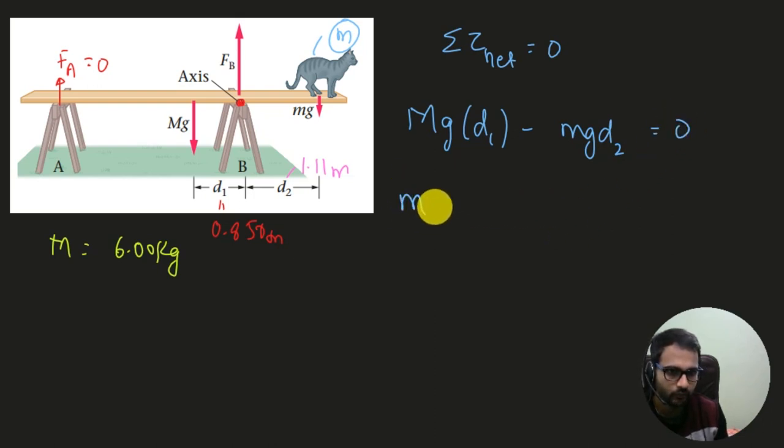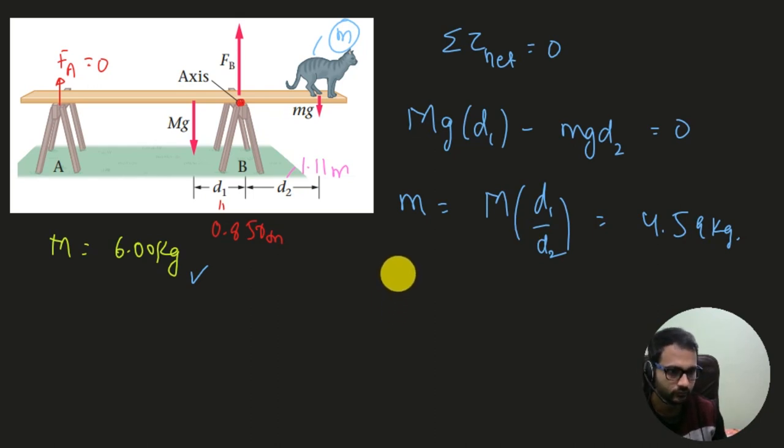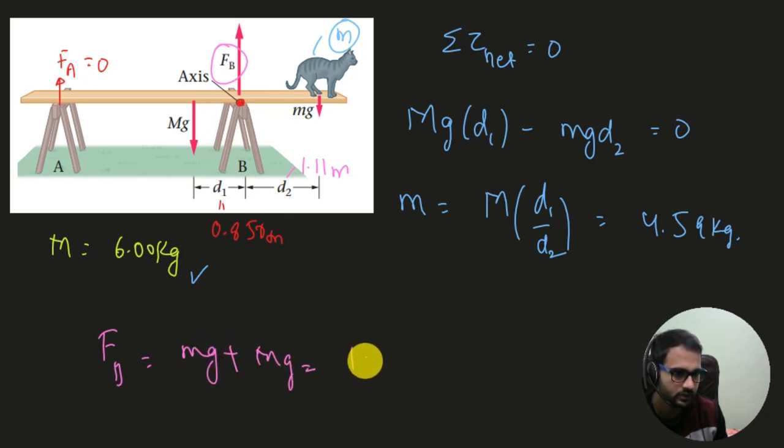Now, if you rearrange for m from here, this m would be equal to capital M times d1 divided by d2. Now, just plug in the values. We have the capital M, we have d1, d2. You'll solve this, and you'll get this value to be 4.59 kilogram. So, this is the mass of the cat, right. Now, here you can see that this force FB also creates zero torque because it passes through the axis of rotation. We can also find the magnitude of this force FB. This FB would be equal to small mg plus capital MG, and that would be approximately 104 Newton. So, these are the required results when we consider the plank to be not massless.